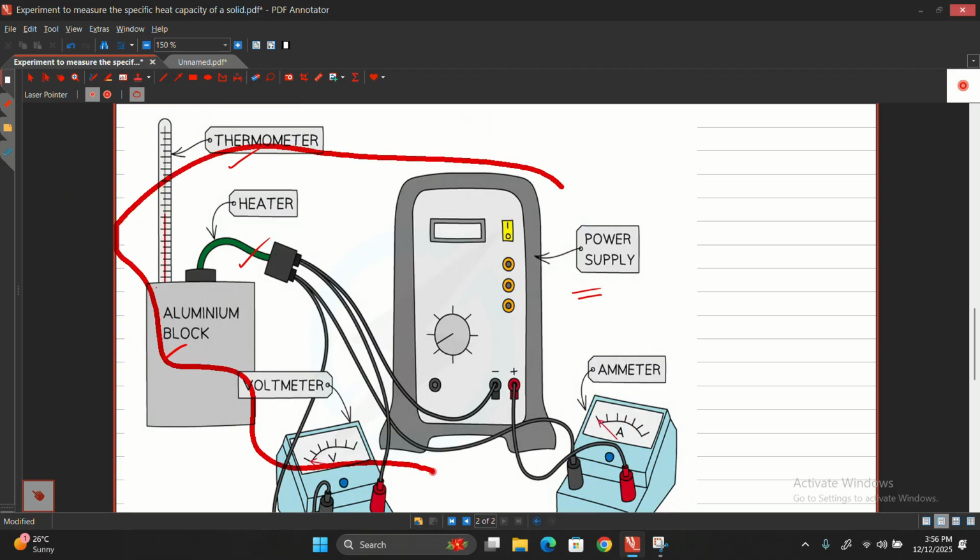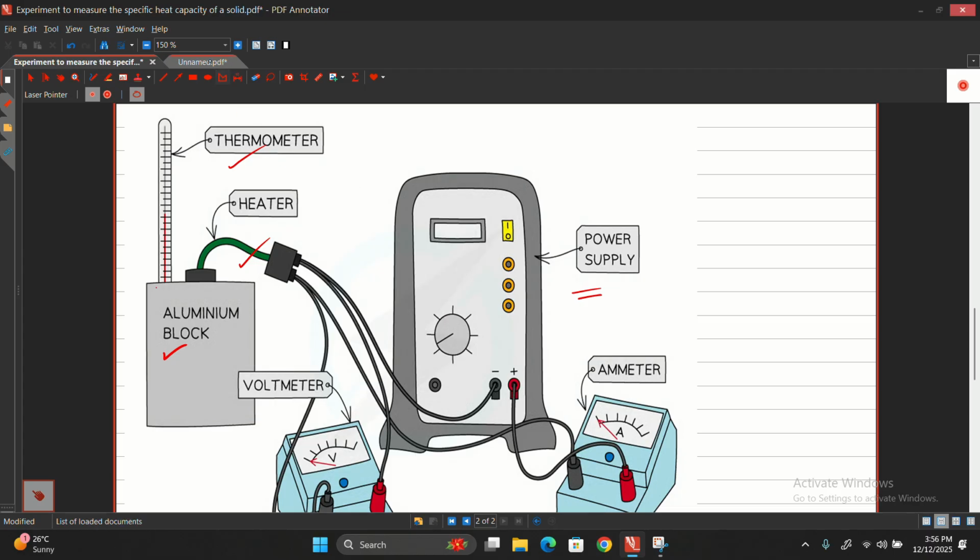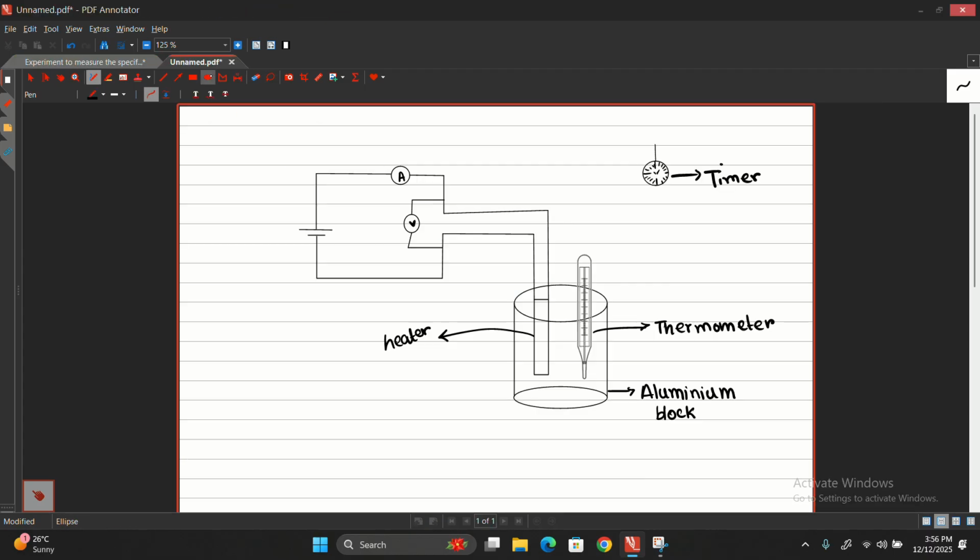So we will have to simplify this entire diagram, and I have provided a simplified version for you. As you can see, I have drawn a circuit diagram with the ammeter and voltmeter across the heater. This is the heater. The heater is connected to the circuit by means of connecting wires. And this is the aluminum block which I have considered for this example. I've used a thermometer. You will have to draw it by yourself, and it's not difficult to draw a thermometer.